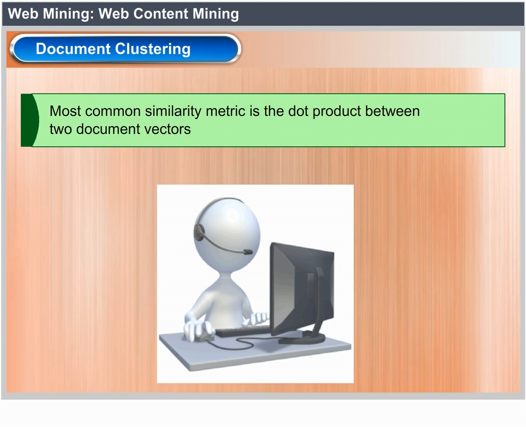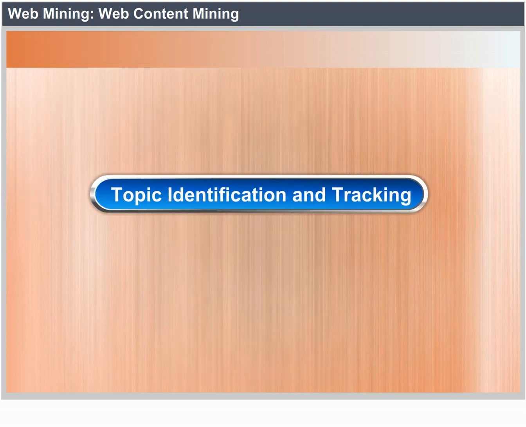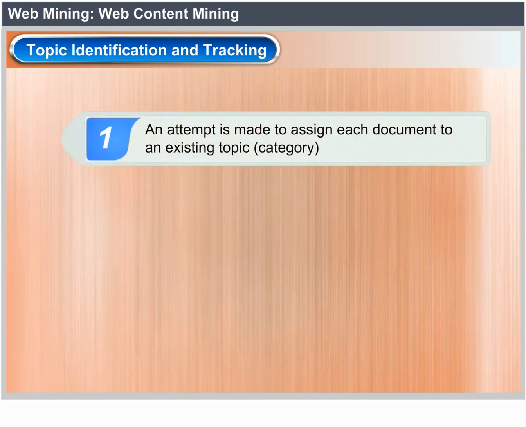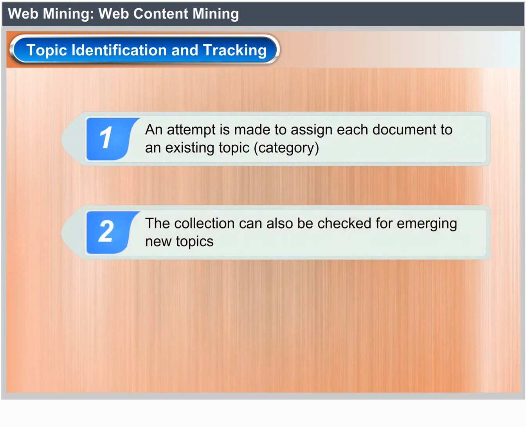Topic identification and tracking. Combination of clustering and classification. As new documents are added to a collection, an attempt is made to assign each document to an existing topic category. The collection is also checked for the emergence of new topics. The drift in the topics is also identified.